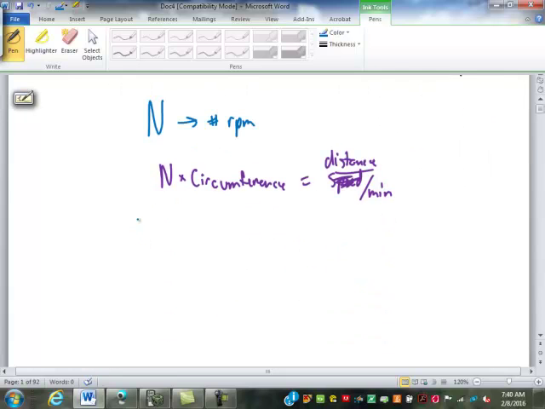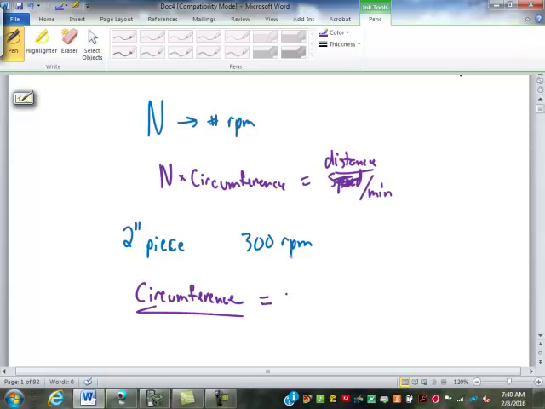So let's say that we have, let's look at a lathe. We are turning a 2-inch piece of material, and we're moving at 300 RPM. What is its speed here, the surface of that material? Well, the circumference is how much?